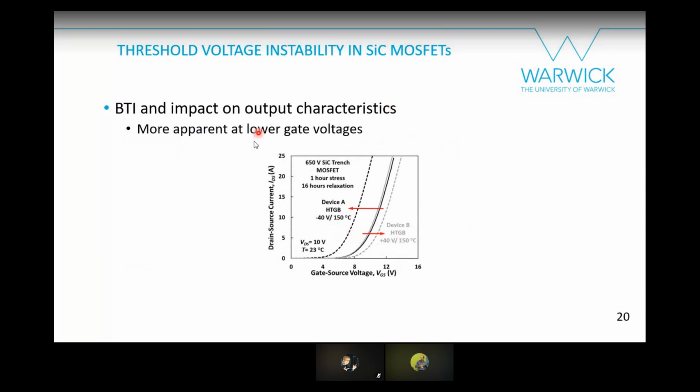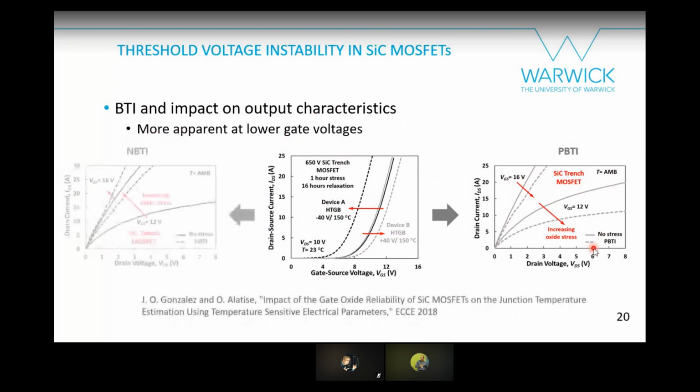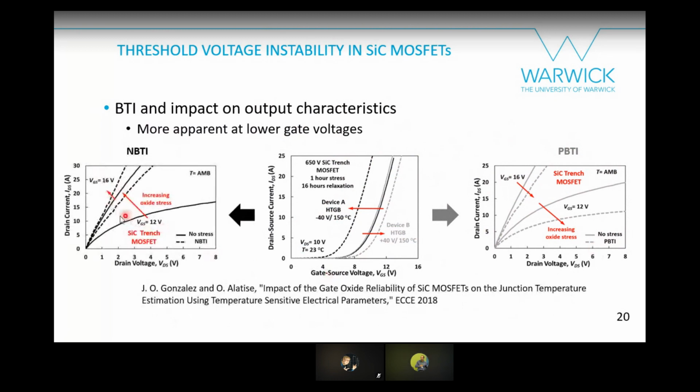So from the stresses, go back to this figure with the positive and negative. You can characterize the output characteristics, and things are more apparent at the lower gate voltages. So you can see if you drive your device with 16 volts, it's not that apparent. But if you drive your device with 12 volts, things become really apparent. So the changes in the output characteristics are considerable. Same with NBTI. 16 volts, that's not that much, just marginal. But if you check that at 12 volts, there's a massive change in the output characteristics of your device.